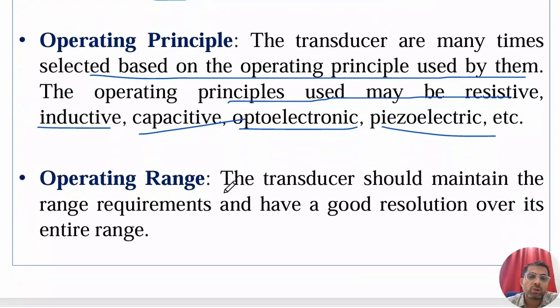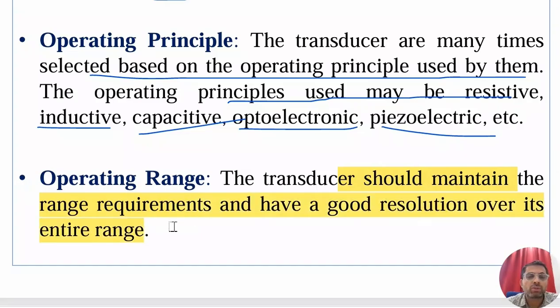Okay. Next is the operating range. Now, what is operating range? The transducer should maintain the range requirement and have a good resolution over its entire range. मतलब मैं अगर टेम्परेचर मेजर कर रहा हूँ तो उसकी रेंज क्या है? अगर मैं टेम्परेचर सेंसर ऐसे एप्लीकेशन के लिए यूज़ कर रहा हूँ जिसका माइनस डिग्री से भी चालू होना चाहिए. इंडस्ट्री में यूज़ कर रहा हूँ तो उसका 300 डिग्री सेल्सियस तक भी मेजर करना चाहिए. So you should know the operating range, and depending on the operating range you can select the transducer, right?